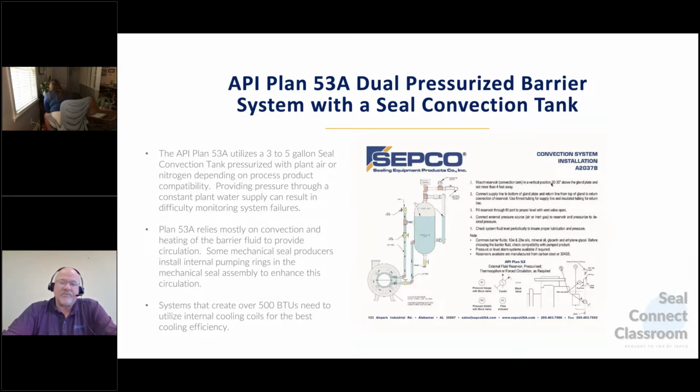A lot of seal companies use pumping rings and that sort of thing to aid in the movement of the fluid. If you're going to operate one of these systems, I would strongly suggest that you use a seal with a pumping ring in it. That aids in that circulation. It doesn't rely totally on heating and convection to get the fluid to circulate. But be very careful about the BTUs generated to make sure you maintain that convection through the system.